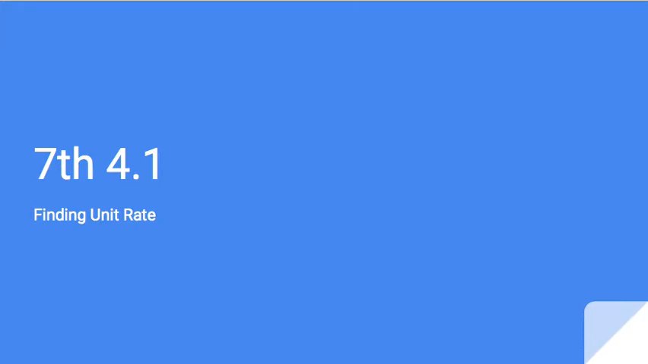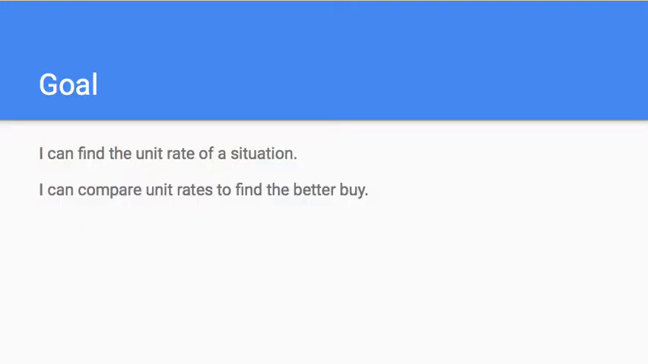So today we're going to look at 7th grade lesson 4.1 over finding unit rate. This is going to be page 2 in your new section over unit 4, unit rates, proportions, and percentages. Now, the goal for today, we have two of them. I can find the unit rate of a situation, and I can compare unit rates to find the better buy.